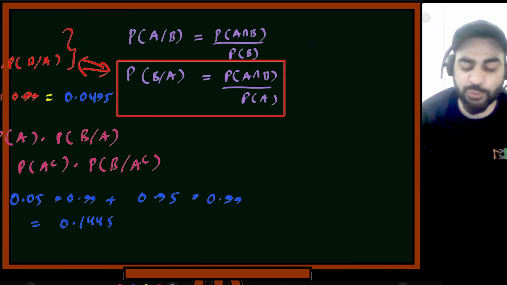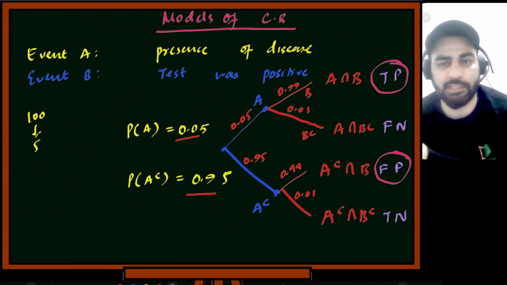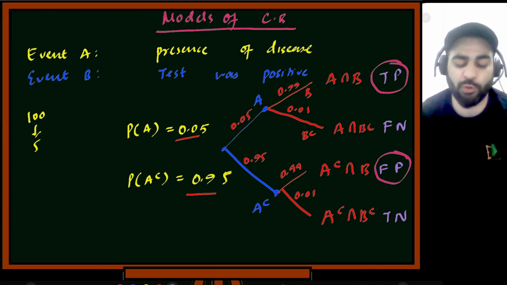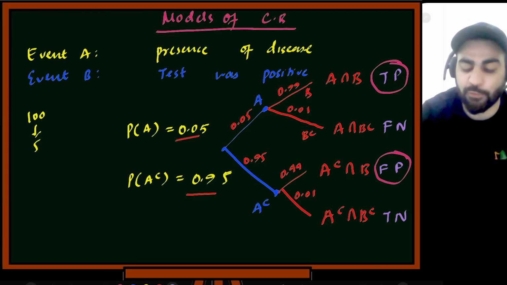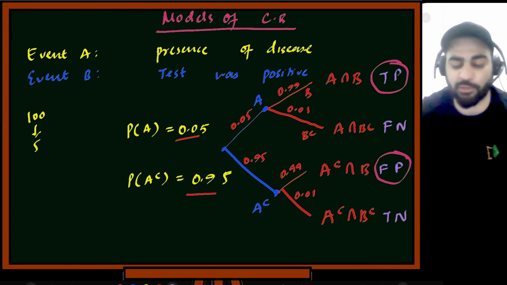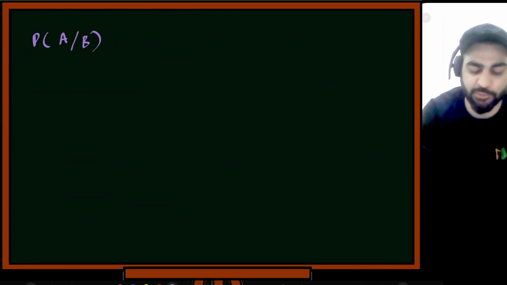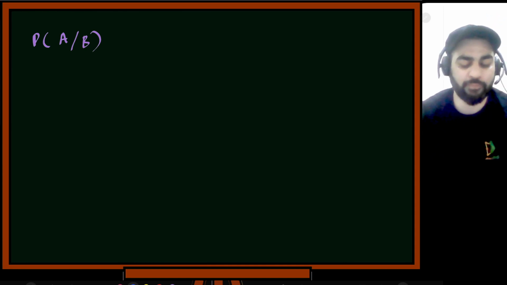Again, showing you the picture. We had two events. The first, presence of disease: the person is diseased or is not diseased, yes or no. The test was positive, it can also be yes or no. Let's suppose we went to the health center, and a person was tested positive. Now we want to see what is the actual probability that he was diseased. This is what we want to compute.